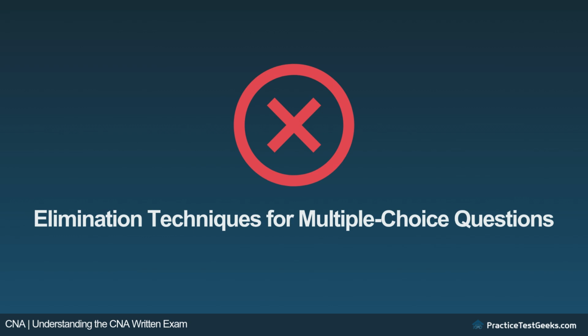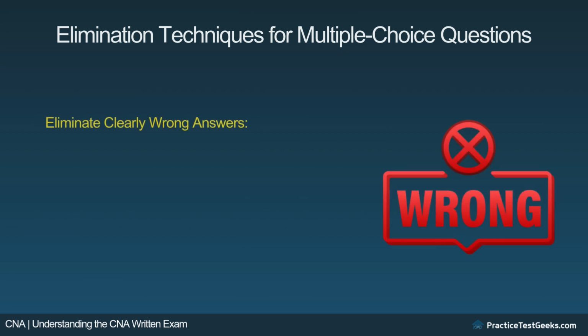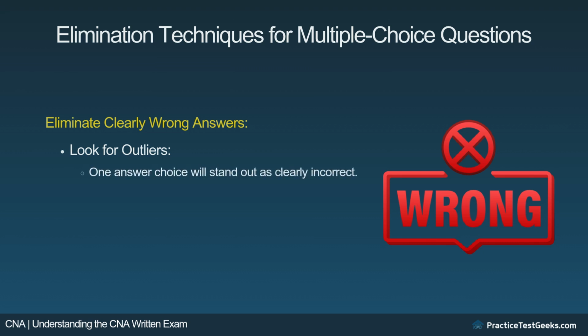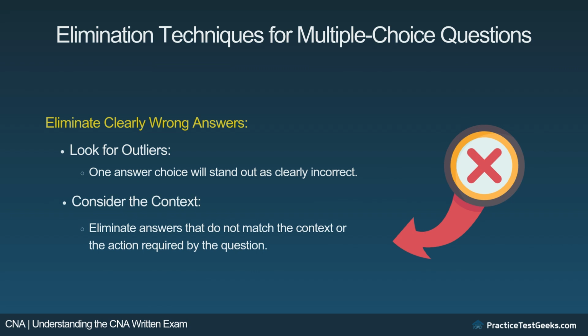Elimination techniques for multiple-choice questions. If you're unsure about an answer, using elimination strategies can significantly improve your chances of selecting the correct answer. Here's how. Eliminate clearly wrong answers. Look for outliers. Often, one answer choice will stand out as clearly incorrect. This could be a choice that's too extreme, irrelevant, or not supported by your knowledge of CNA practices. Consider the context. Eliminate answers that do not match the context or the action required by the question.